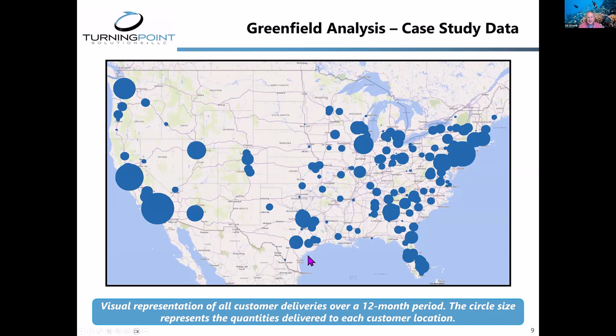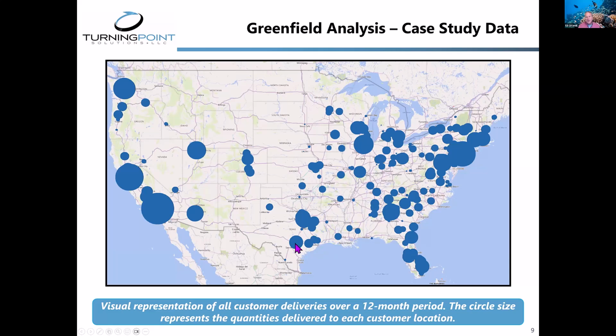All these customers are in the continental United States, and you can see there's some big customers out on the West Coast. There's a couple big ones out here on the East Coast. We've got some up by Chicago. And this company, when I started to work with them, had one distribution center in Fort Worth. You can see it's fairly far from some of their bigger customers.